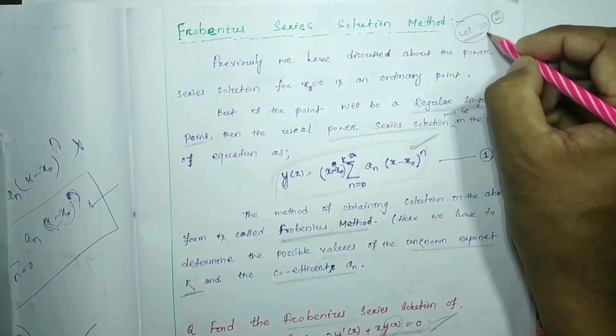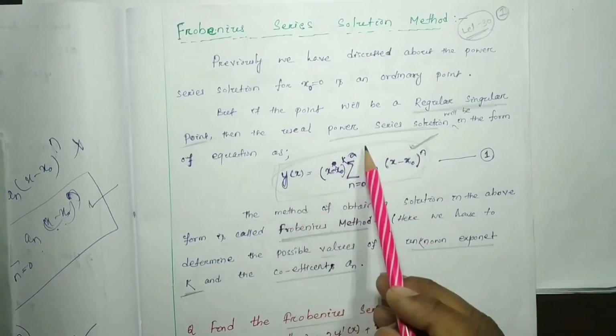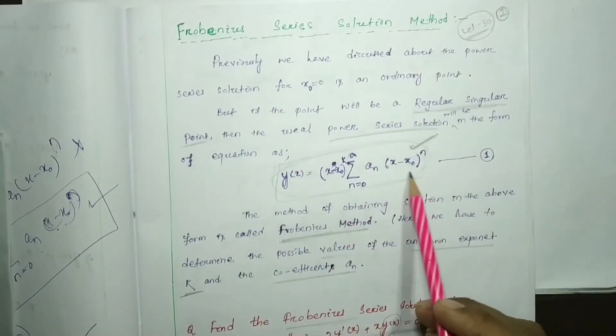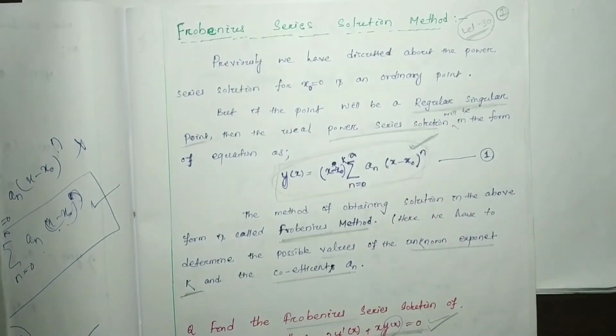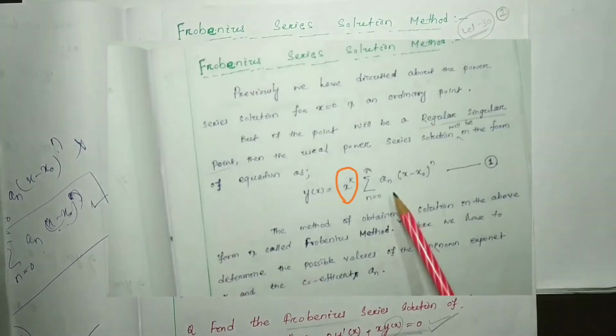In that lecture, the equation, the so-called solution of a power series by Frobenius' method about a regular singular point, was written mistakenly. This is the screenshot of that video, lecture number 30. You can see that I wrote y(x) equal to x to the power k, summation over n equal to 0 to infinity a_n (x minus x0) to the power n.